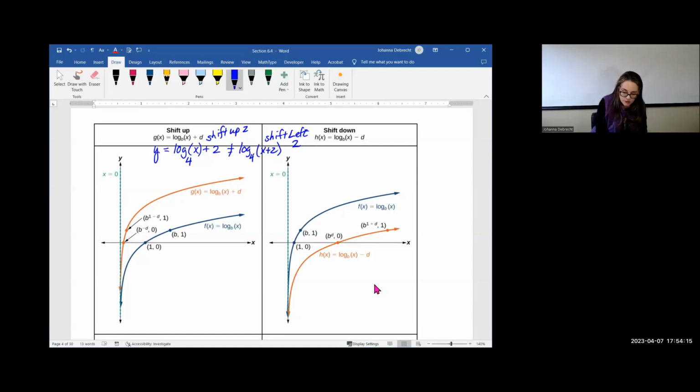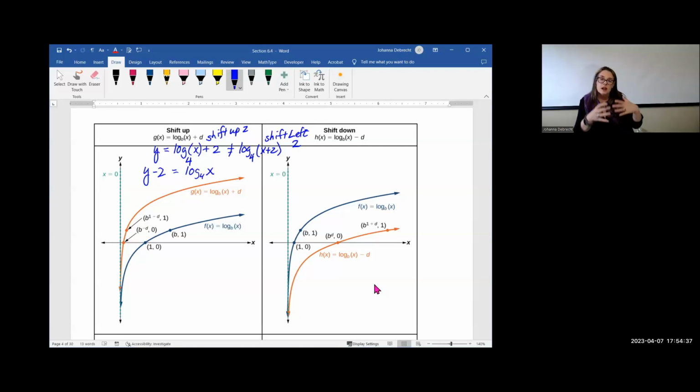If I were to move the 2 to the other side of the equation, then it would say y minus 2 equals the log base 4 of x. Well, when it's sitting next to the variable it affects, it's always the opposite. And so this is still up 2. It's just that now the 2 is sitting right next to the y. So we do the opposite of what we expect.